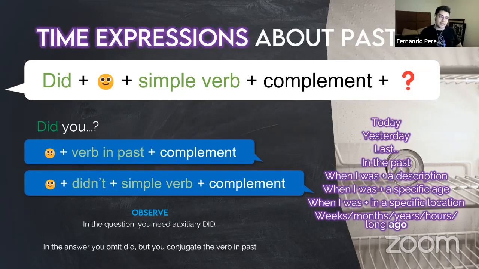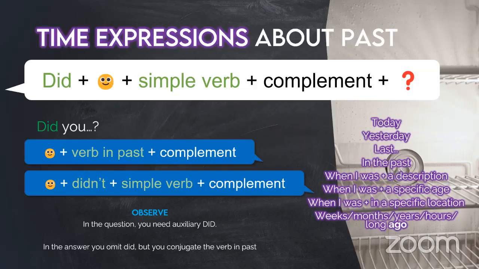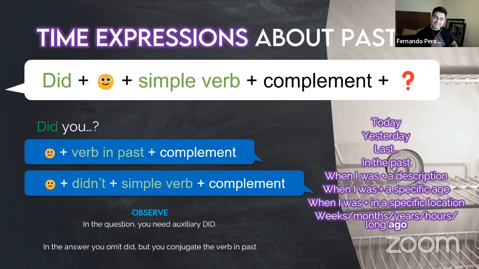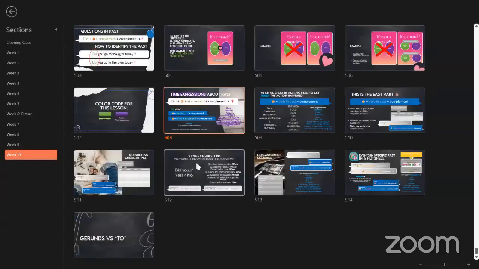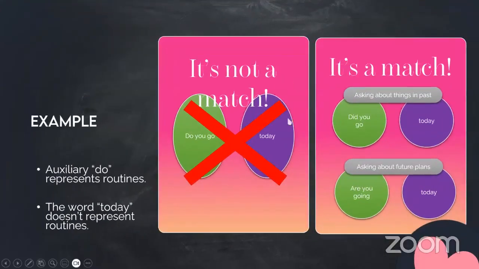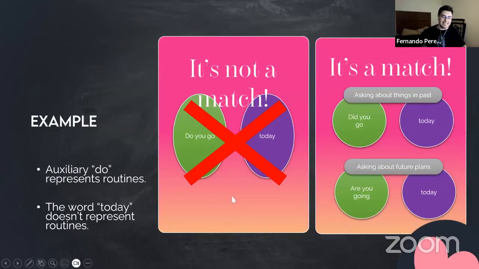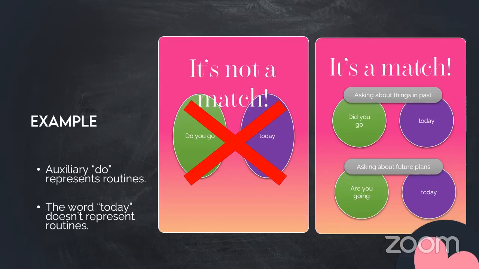Talking in present, talking in past. Contrast it with a question in present. Continue, Karen. Question in present. Do you go to the gym today? That's incorrect. If you speak in present, then you need to think about routines. If you go to the gym today in the morning, is past.